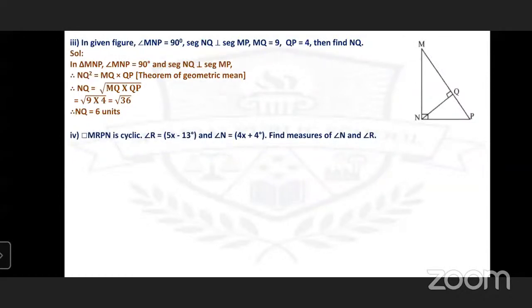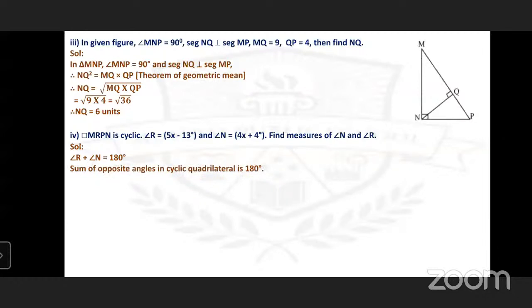Question number 4. Quadrilateral MRPN is cyclic. So the quadrilateral is given, angle R is given 5x minus 13 degree and angle N is given 4x plus 4 degree. Now find the measures of angle N and R. So here the quadrilateral is cyclic. That means if it is cyclic, then the sum of the opposite angles in a cyclic quadrilateral is equal to 180. That is the property.